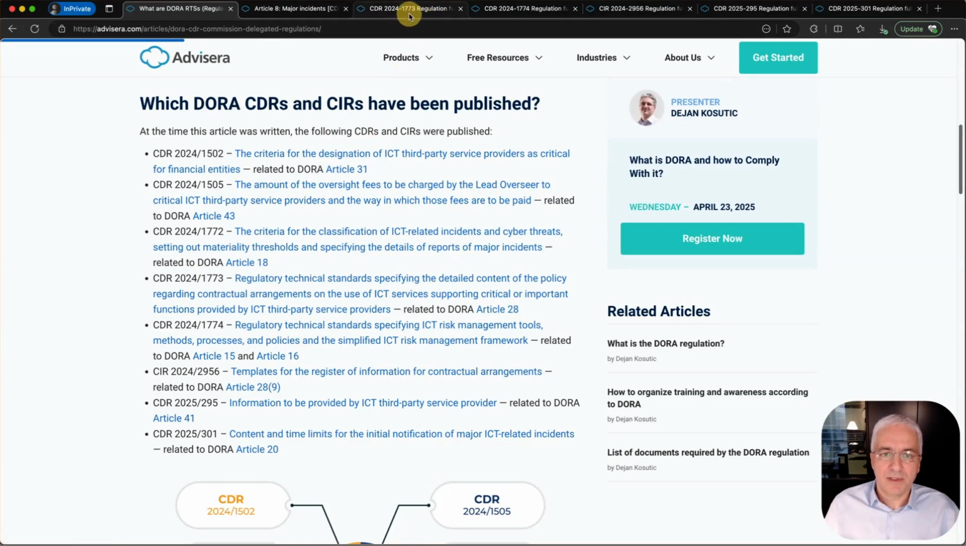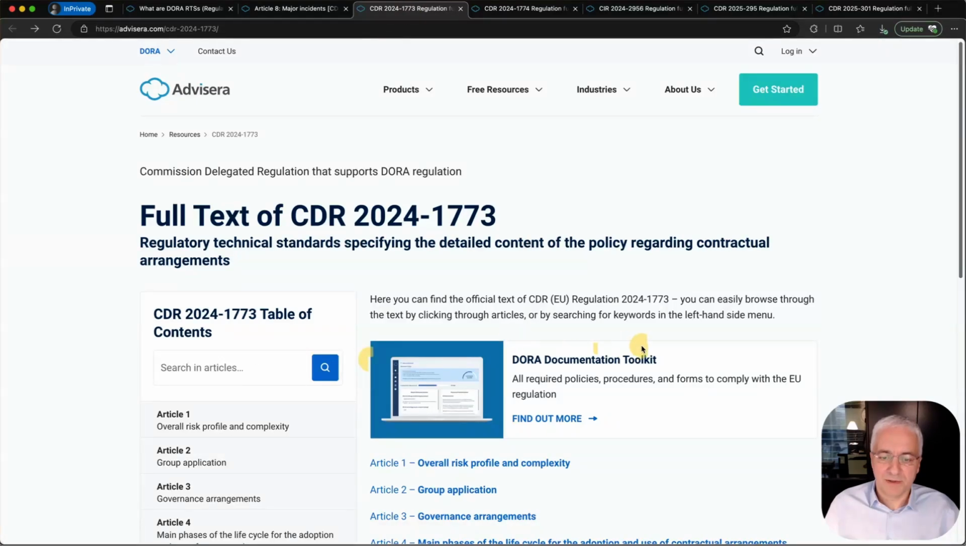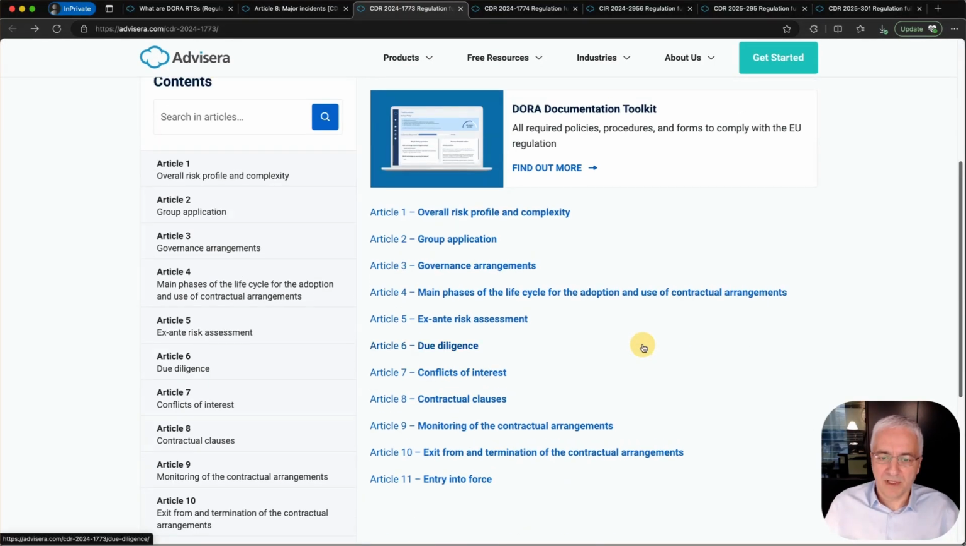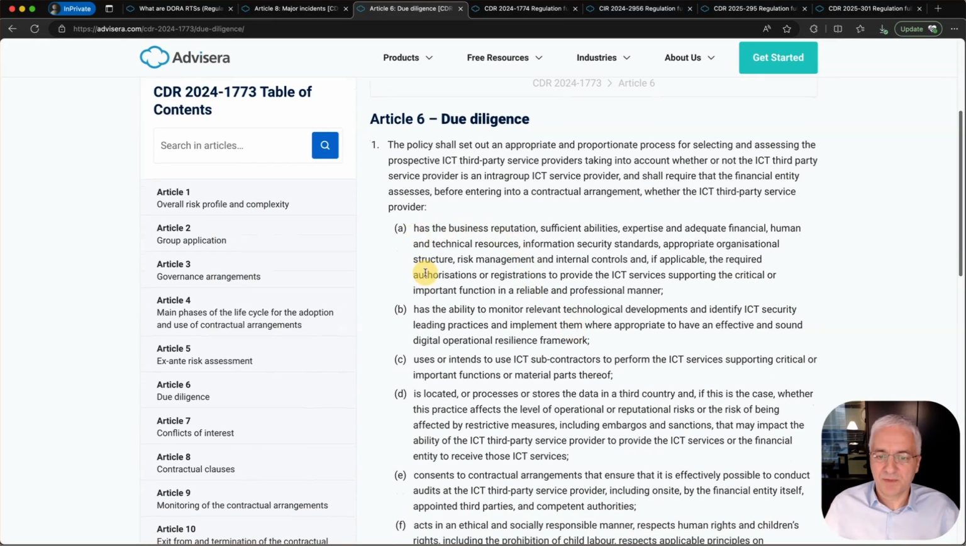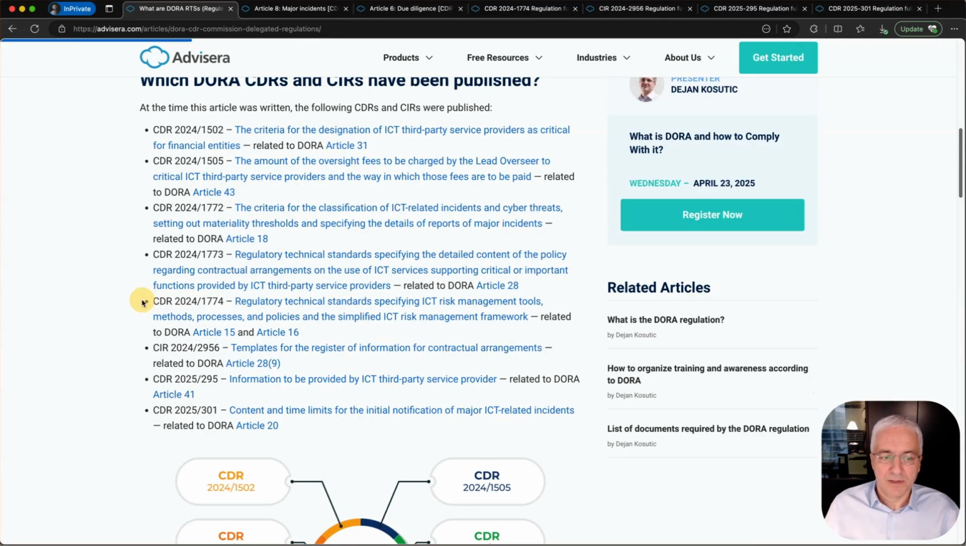So let's take a look at briefly how this one looks like. So as you can see, it has 11 articles. So let's see how this Article 6 looks like, due diligence. And basically here you can see that it's specified everything that a financial entity needs to do to assess the viability of a particular potential ICT supplier.